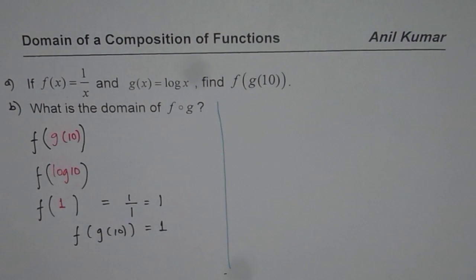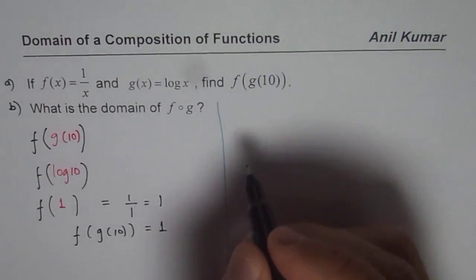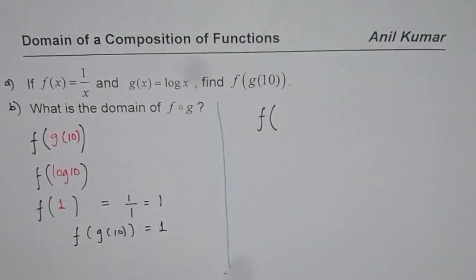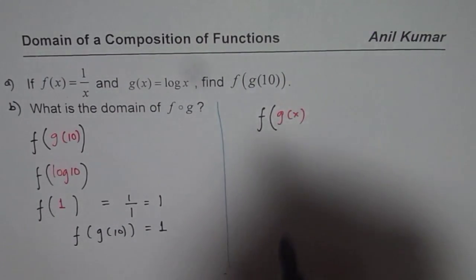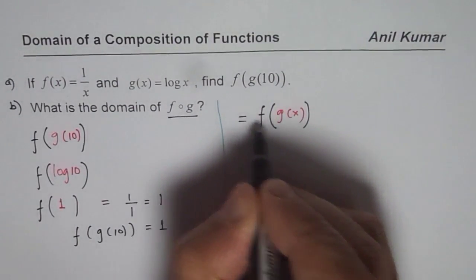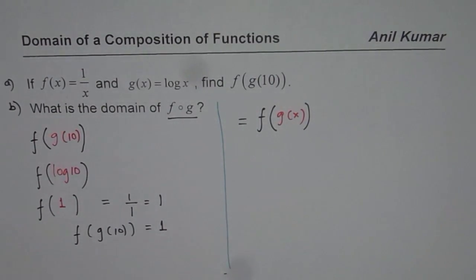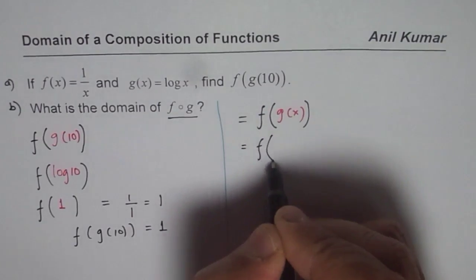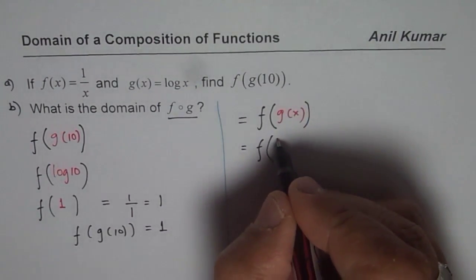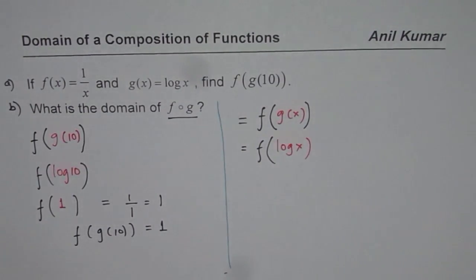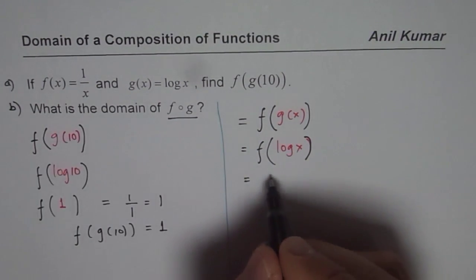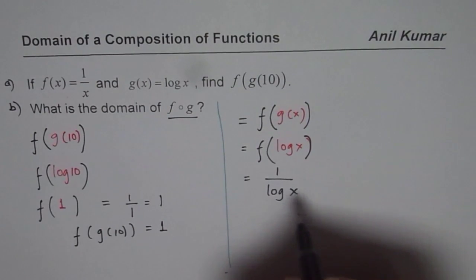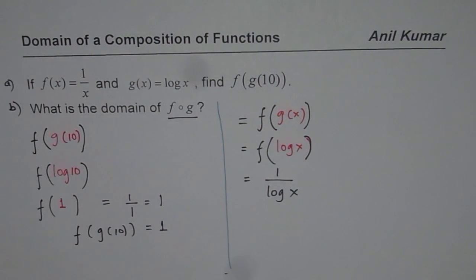And now part B is, what is the domain of f of g? So first let us create the composite function. We need to write f of g, which is the same way of writing the composite function, correct? So we have f of g of x, where g of x is log of x, so we'll write log of x here. And then f of log of x means 1 over log of x. Do you see that? So that becomes our composite function.